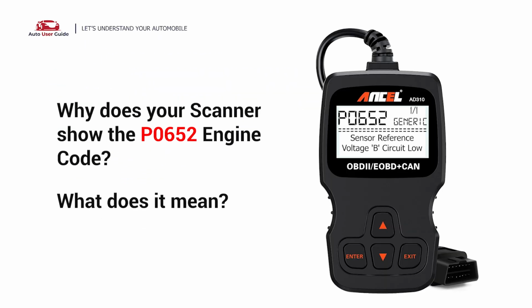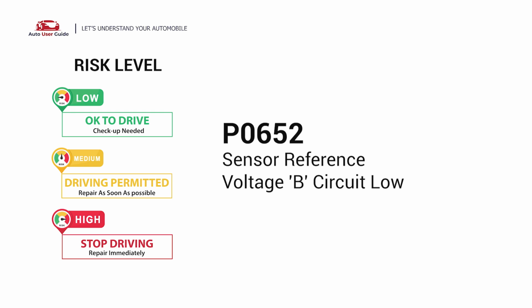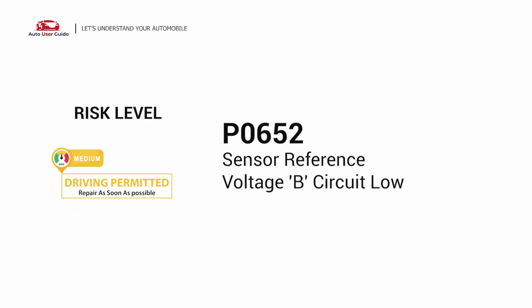Why does your scanner show the P0652 engine code? What does it mean? P0652 is a diagnostic trouble code for sensor reference voltage B circuit low.